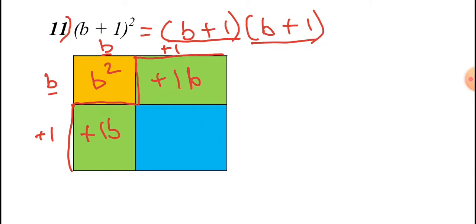And then finally plus 1 times plus 1. Remember, 1 times 1 is just 1. Sometimes students say 1 times 1 is 2. They're not thinking, they're rushing. So plus 1 times plus 1 is just plus 1.